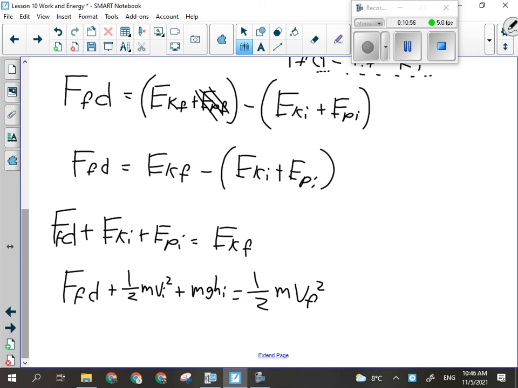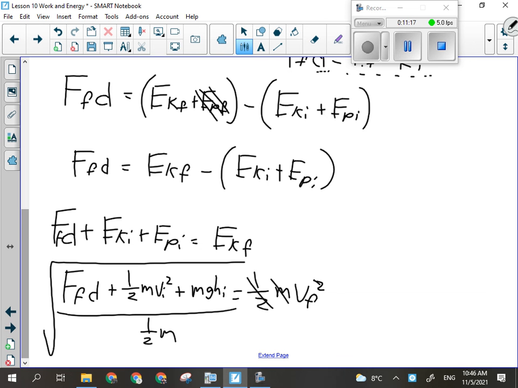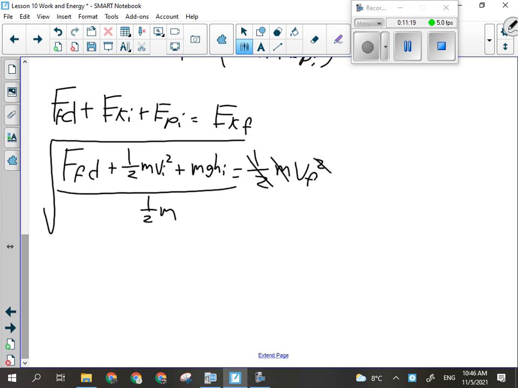Okay, everybody with me so far? And this part's just algebra. We kind of did the hard intuitive part already. How do I get VF by itself? Right, divide both sides by 1/2 of m. And then what? Square root. Okay, now I can calculate VF.